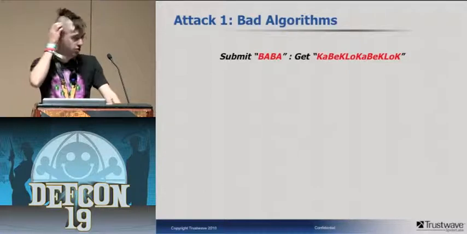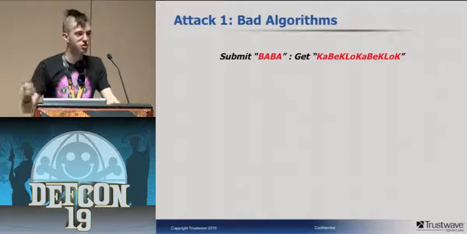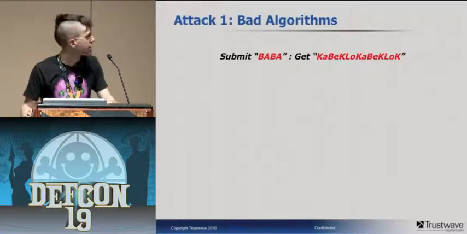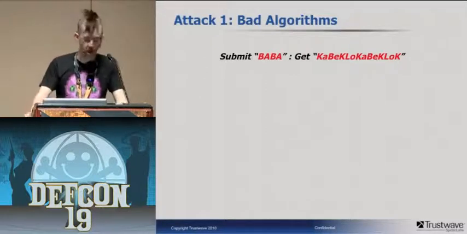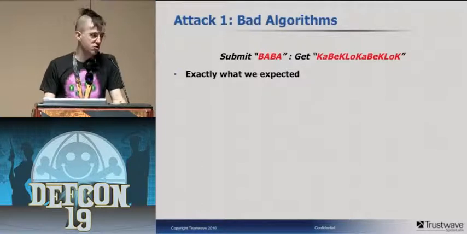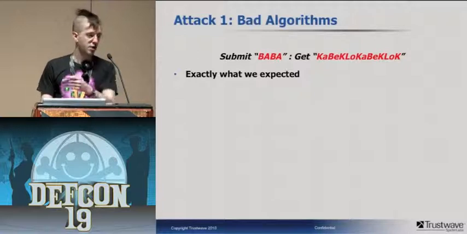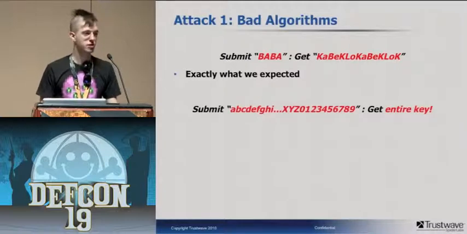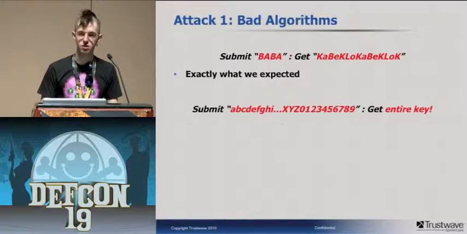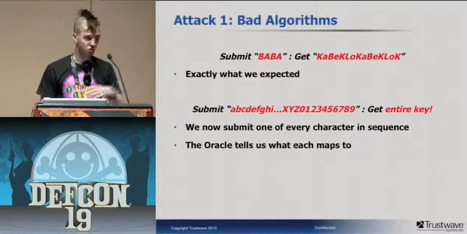So next thing we do is we submit a variation on the last pattern, and we notice that some more of our assumptions are proving to be true. Like this ABE is uppercase B and LO is A. So this is pretty much exactly what we expected. The substitution doesn't seem to change no matter where the character is in the plain text. So next thing we'll do is just submit every character, and we get back the entire key. So we see what every character is substituted to. So this is a trivially weak cipher, and the oracle has helped us just totally destroy this cipher.